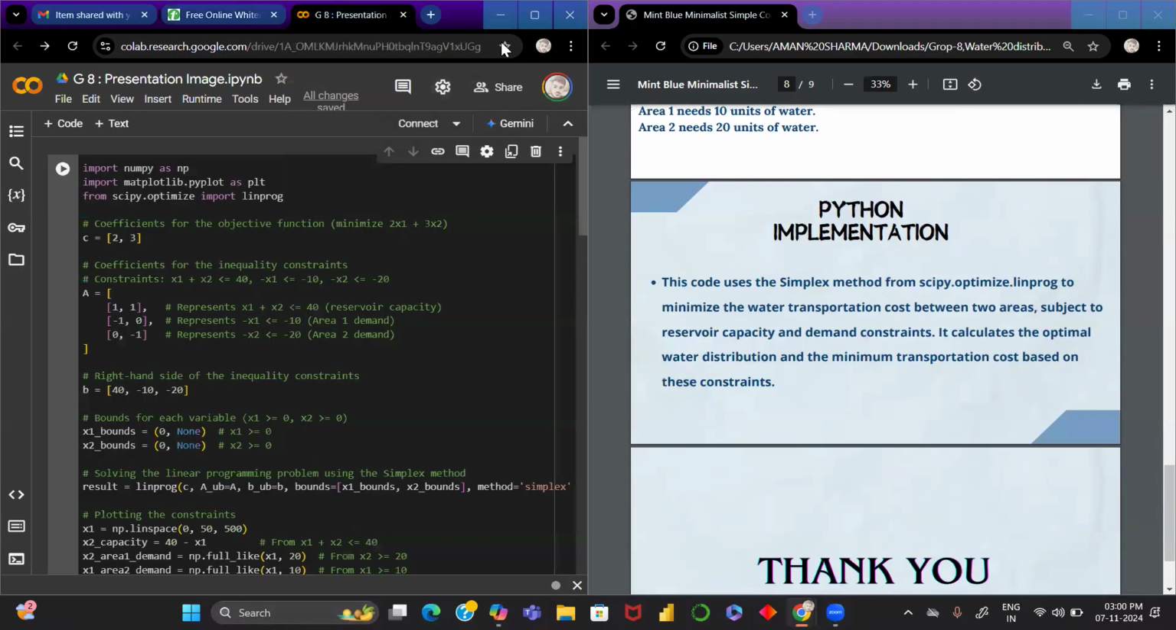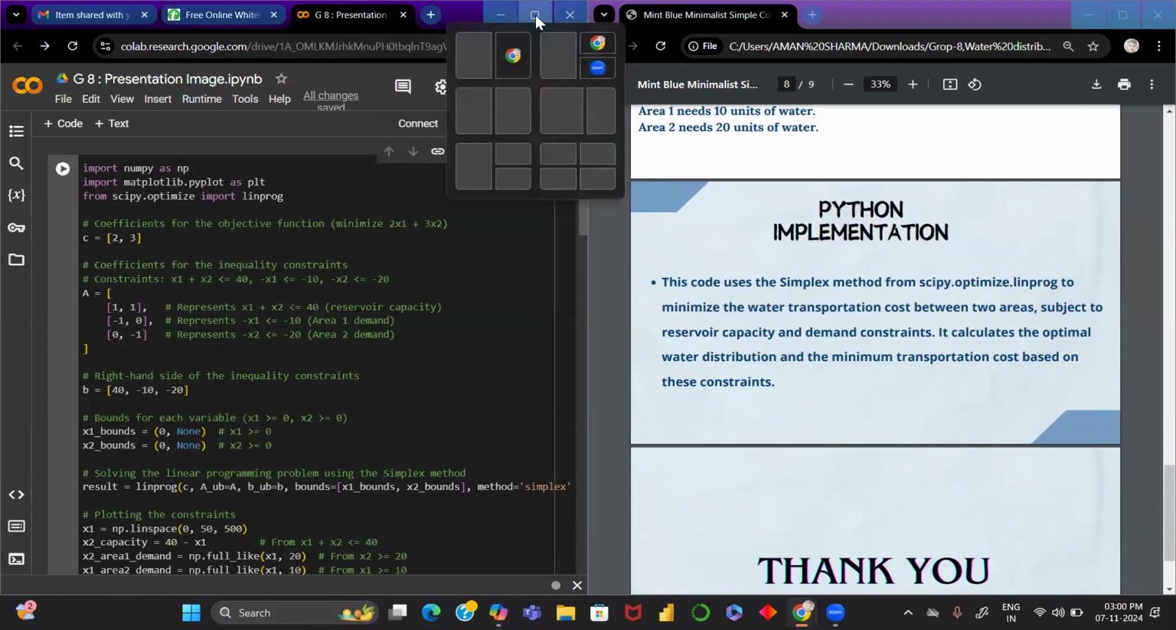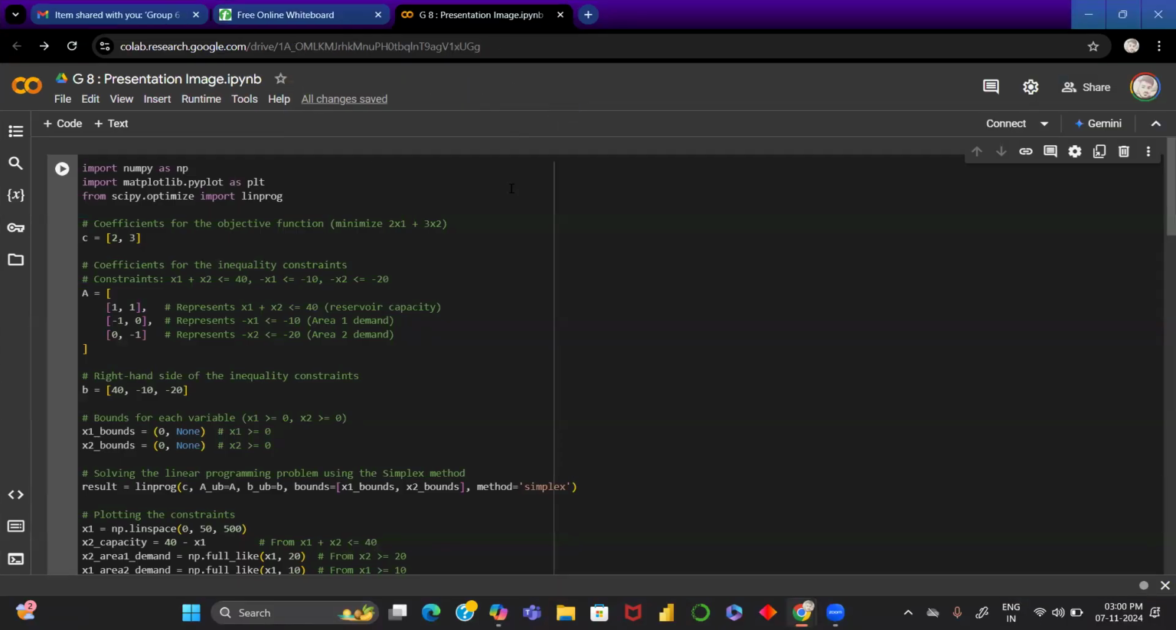I'm going to talk about the Python implementation of the problem. First, we have to import the necessary libraries. NumPy and Matplotlib is used for plotting. The linprog function is imported from the scipy.optimize module. This function is used to solve linear programming problems, whether the goal is to minimize or maximize the function.